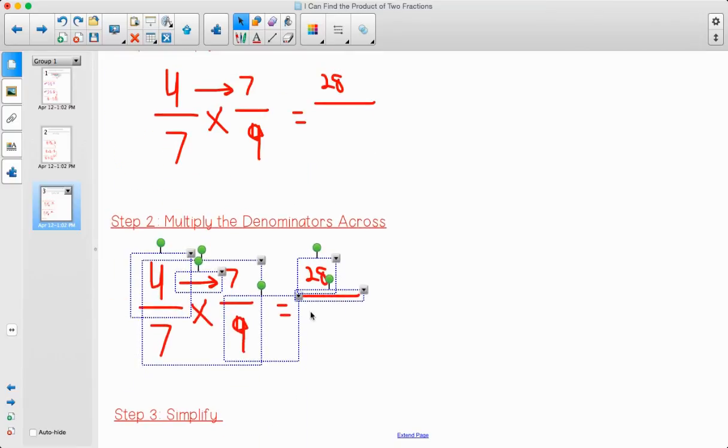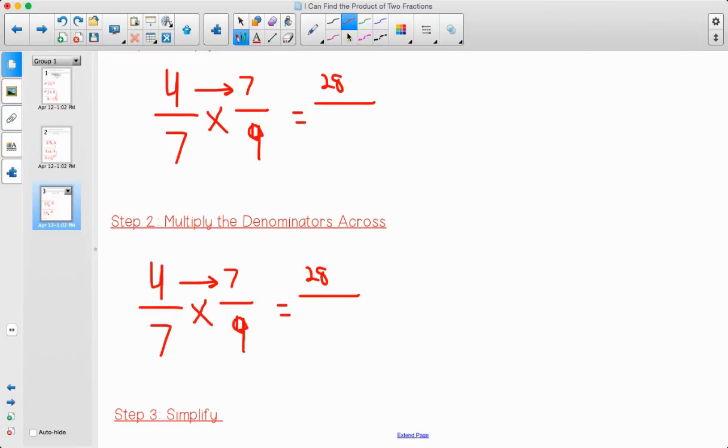Okay. Step 2, I multiply my denominators across. So I have 9 times 7, which is 63. So right now, 4/7 times 7/9 is 28/63. And you can try and simplify that. So take a minute to see if you're able to simplify that.